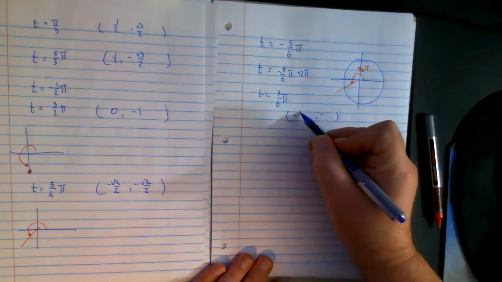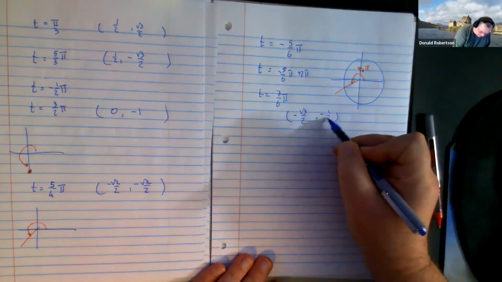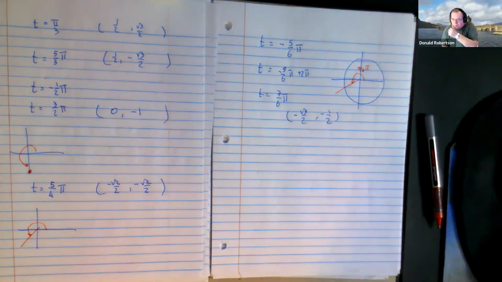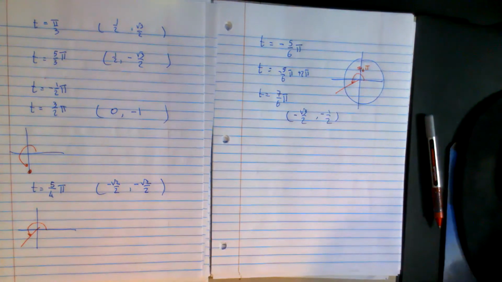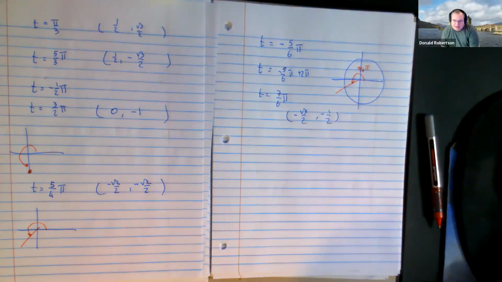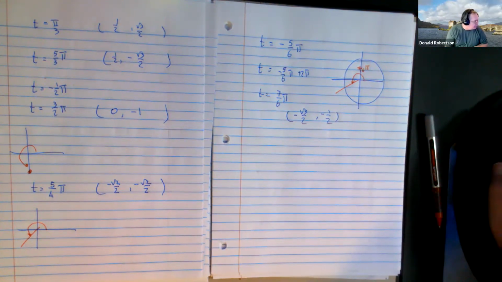Negative square root 3/2, comma, -1/2. Correct. Agreed? Now, as long as the terminal angle ends up being one of the guys in the unit circle, aren't you good to go? You can always find its coordinates. It doesn't really matter what number or particular value they give you.